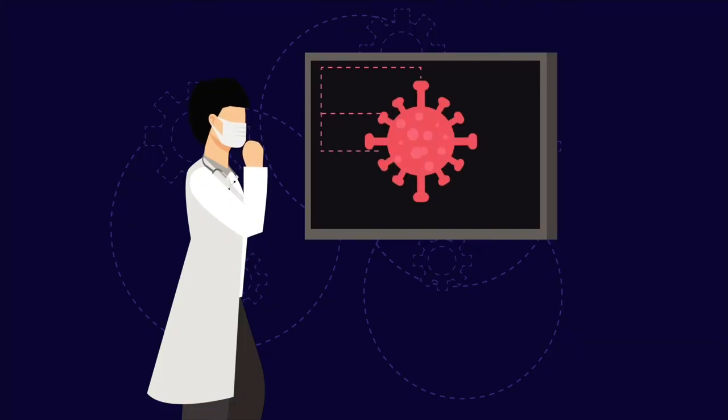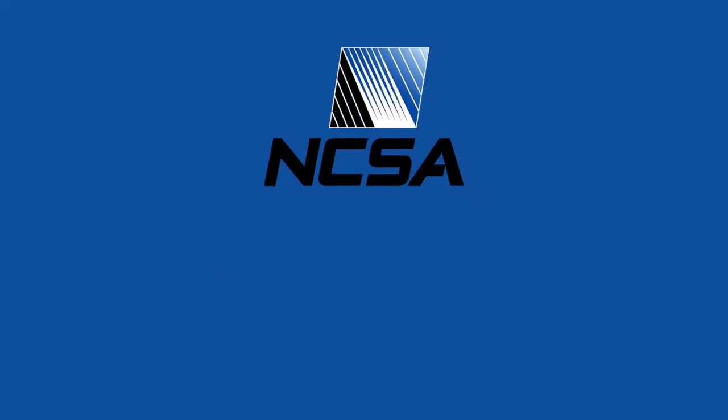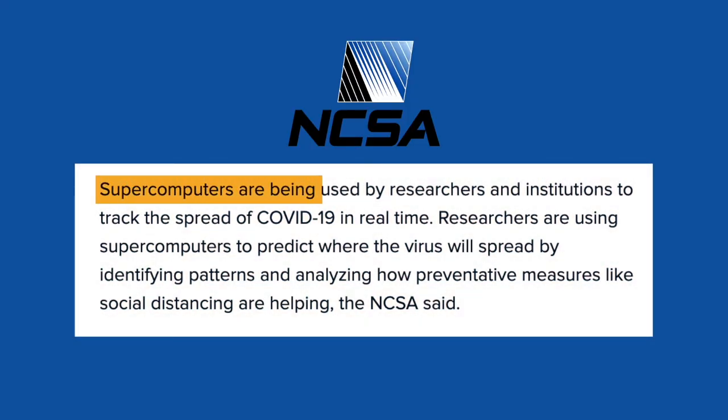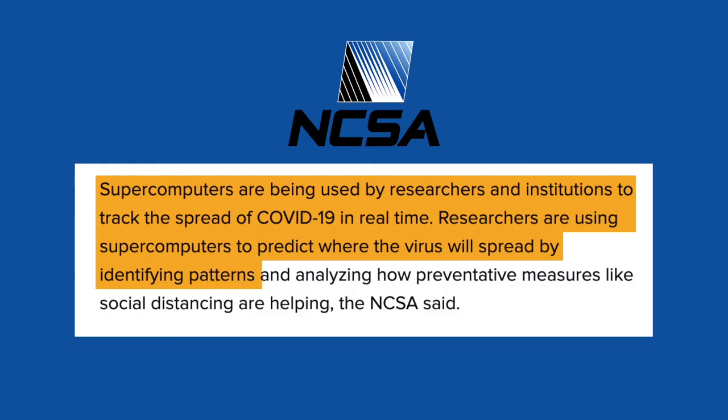They are also used to interpret new disease and strains and predict illness behavior and treatment. And in relation to that, did you know that supercomputers have played a significant role in COVID-19 research? According to the National Center for Supercomputing Applications, in the article from techrepublic.com, supercomputers are being used by researchers and institutions to track the spread of COVID-19 in real time. Researchers are using supercomputers to predict where the virus will spread by identifying patterns and analyzing how preventative measures like social distancing are helping. Now let us talk about microcomputers.